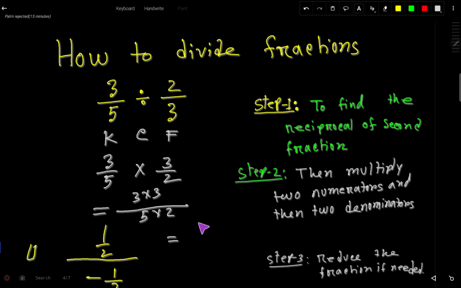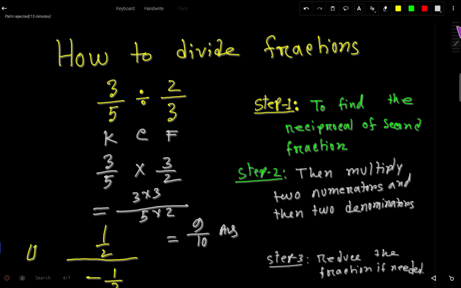So we are getting here 9/10. So this is the answer, right? So how to divide fractions? To divide fractions means we have to multiply by the reciprocal of the second fraction.